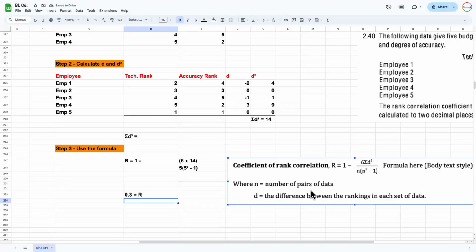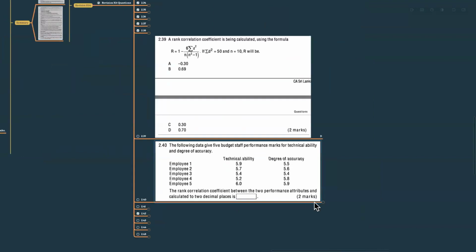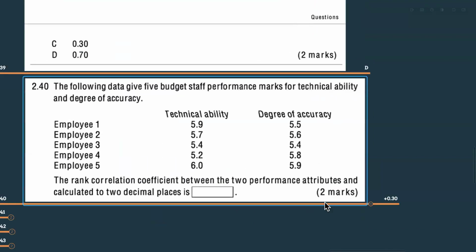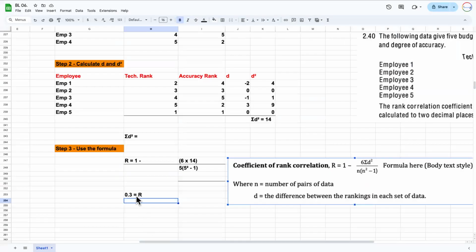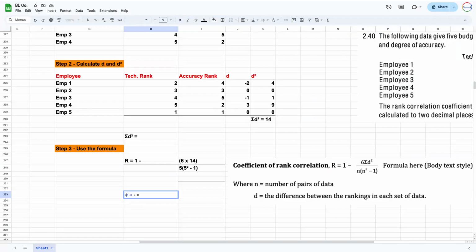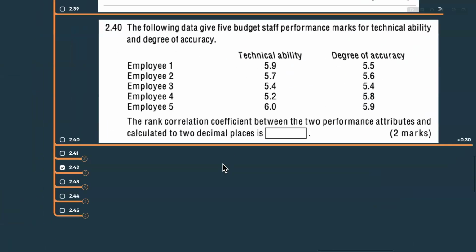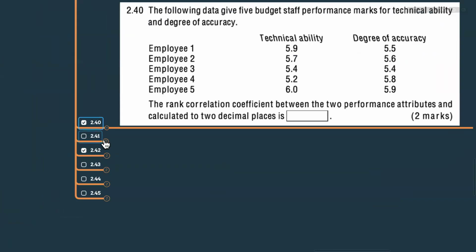So that's the answer. If you calculate, the answer is going to be 0.3. And also this 0.3 is a plus, okay? This is a positive answer. So plus 0.3, so they have a positive relationship. 0.3 means 30% only. Very low association. Right? Very low association. So that's the 2.40 answer.